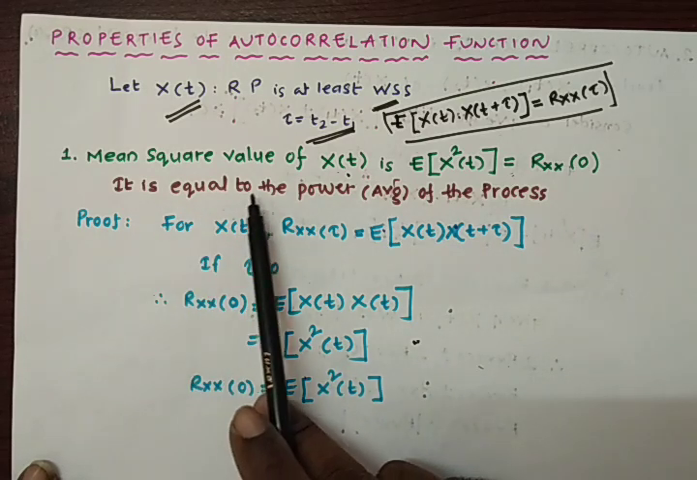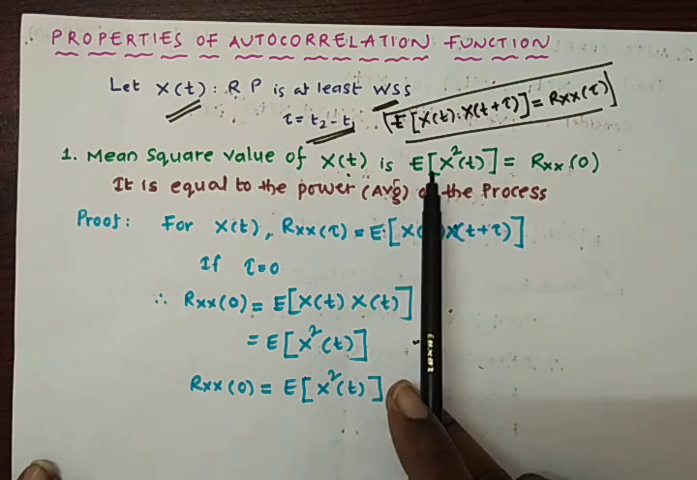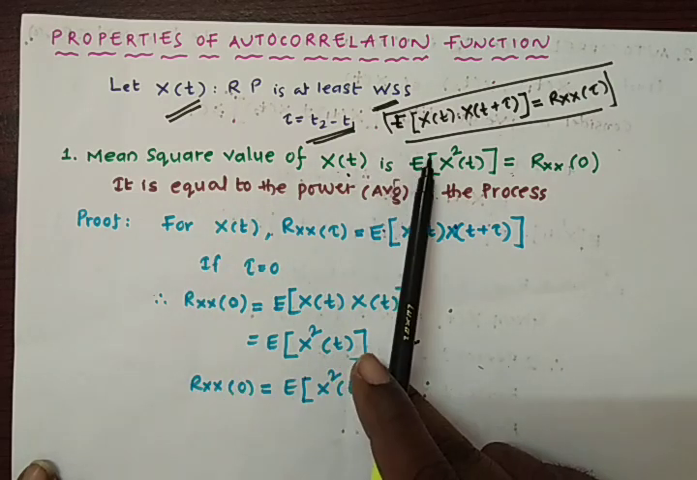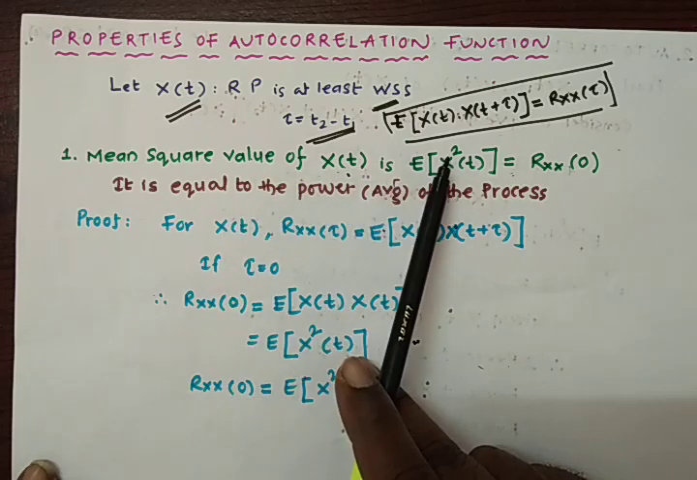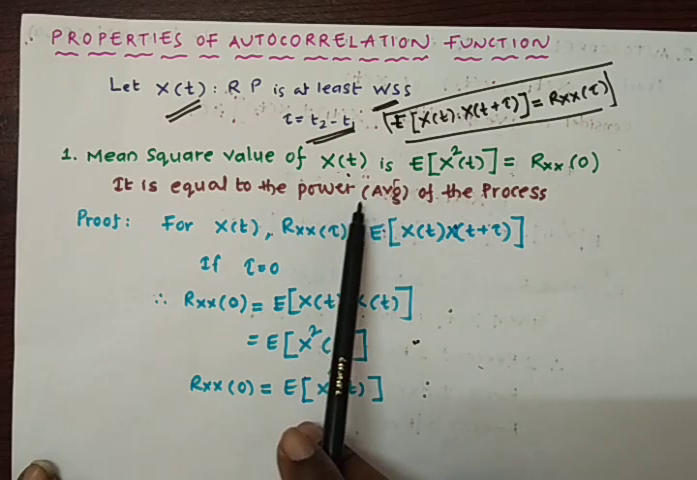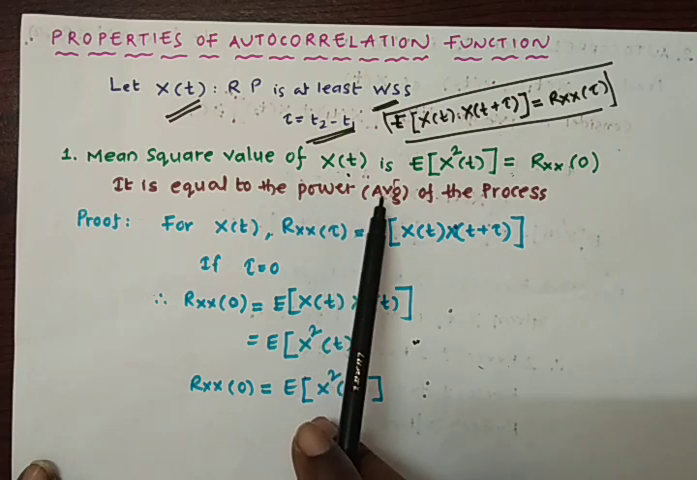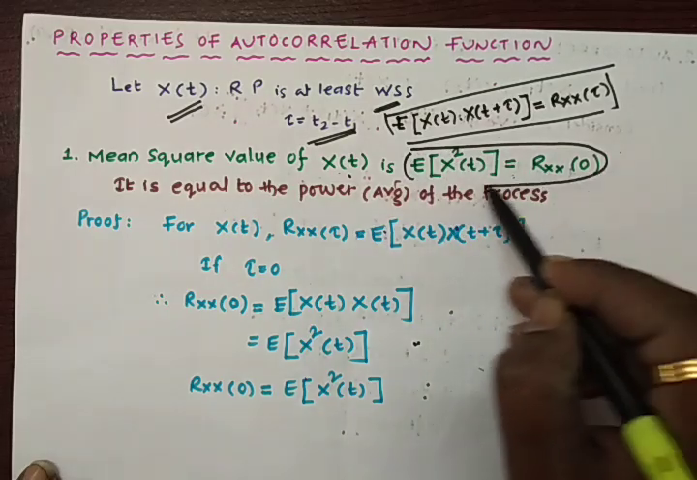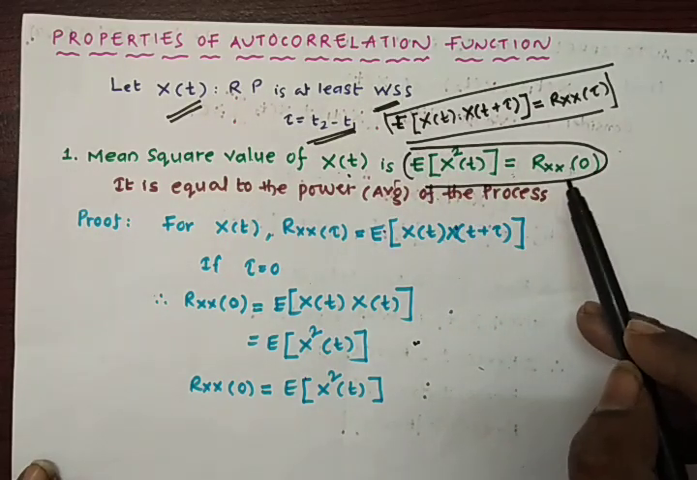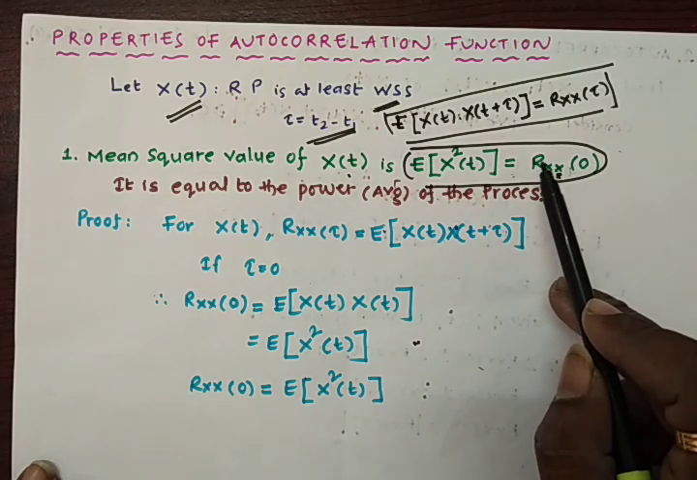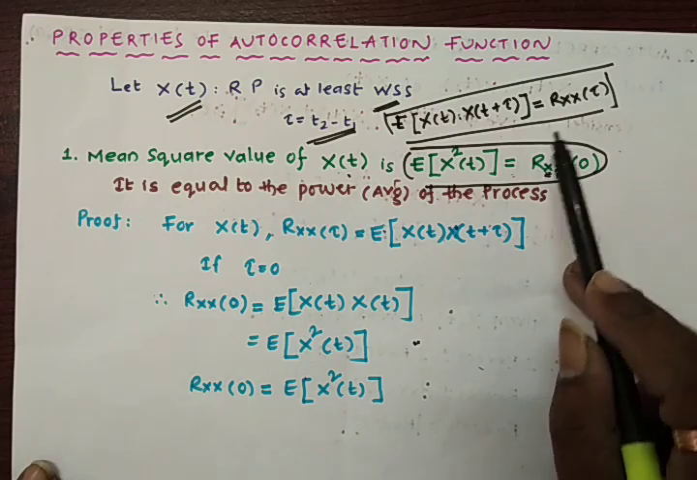Here it is equal to the power average of the process. Whenever we square any signal or process, we can call it a power signal, since it is squared and in the finite range. So this is the power average of the process. To prove this, we have to prove that E of x square of t equals the autocorrelation function of 0. Autocorrelation is the correlation between two random variables within the same random process.